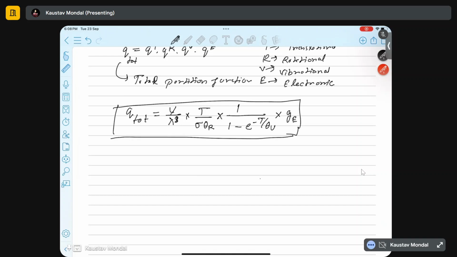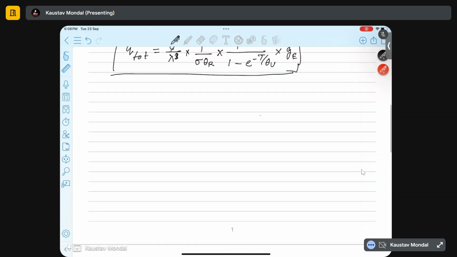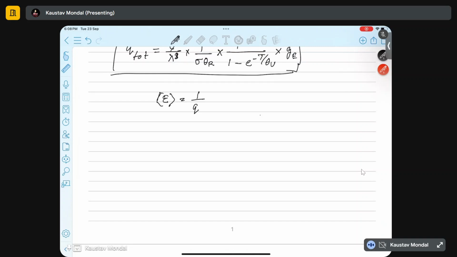Now after this, what we want to do is calculate the mean energy of the whole system. The mean energy E is simply minus 1 by Q del Q by del beta at constant volume, that we derived in our previous discussion, that you also know, right? Here in this E, there's a minus sign.